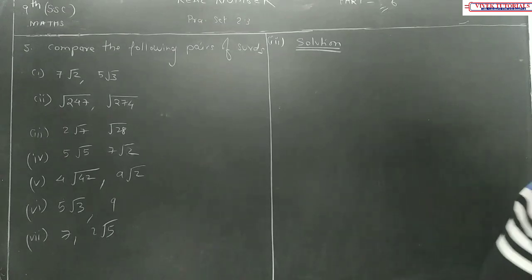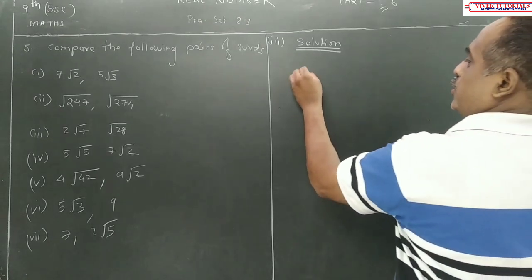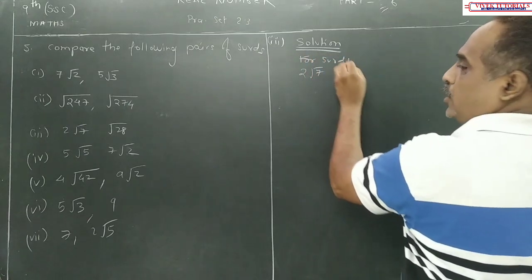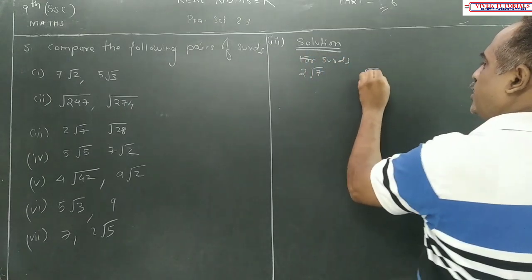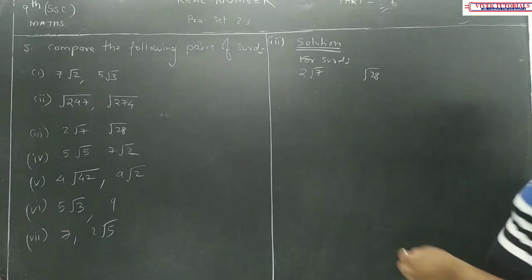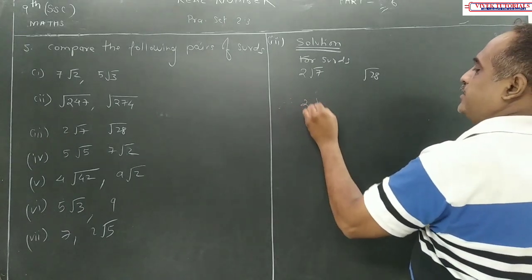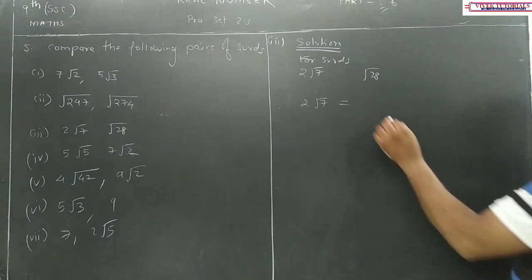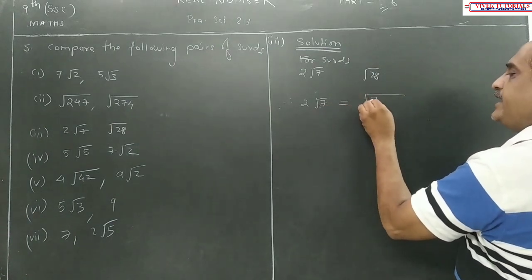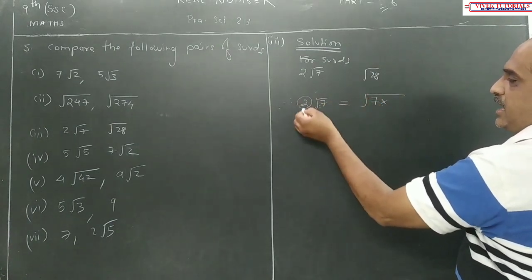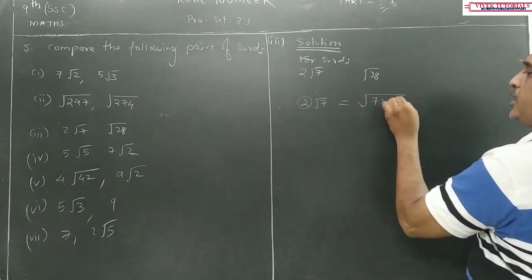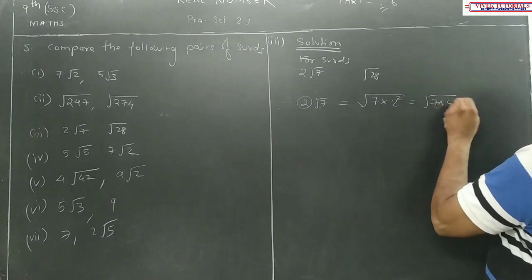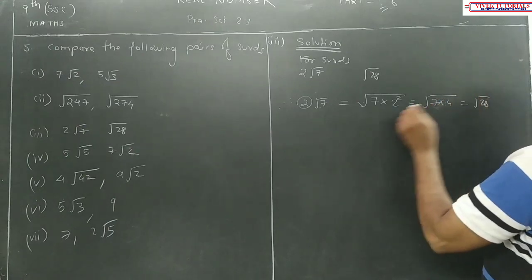Now next one is third question. 2 root 7 for surds. 2 root 7 and root 28. Okay. Therefore, now it is a mixed surd. We have to convert into a simple surd. How to do a simple surd? 7 is already inside. If I am taking 2 inside, order is 2. I write 2 through square. That is 7 into 4 is equal to root 28.